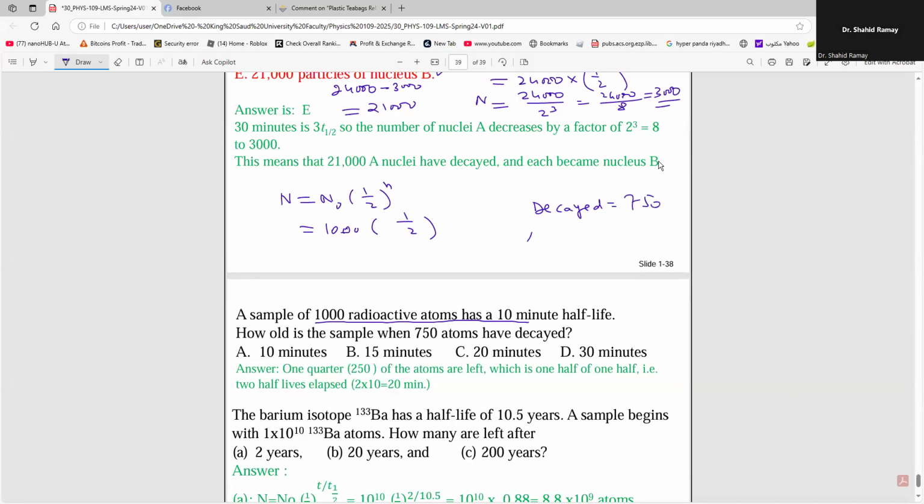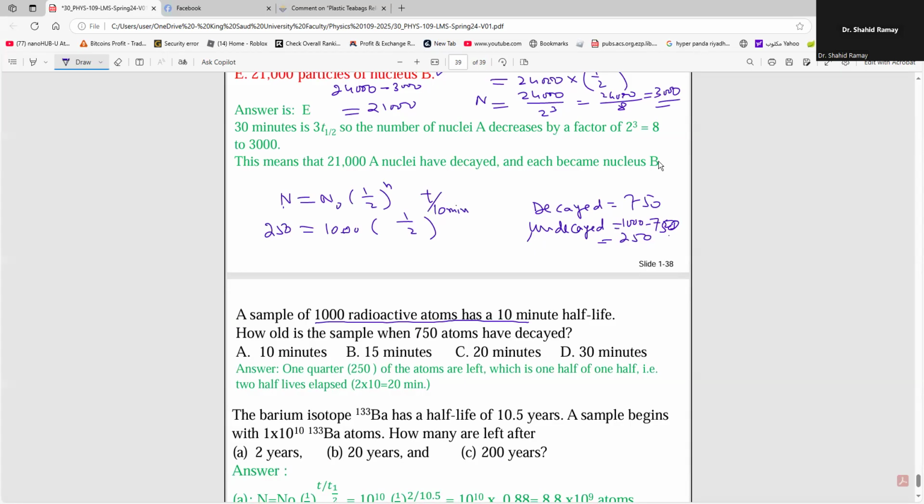So undecayed will be what? Undecayed will be 1,000 minus 750, and this is equal to 250. So N, actually, N is undecayed. So we write here 250, and 1,000 is the initial, and n value is time over t half. So t half value is given, 10 minutes.